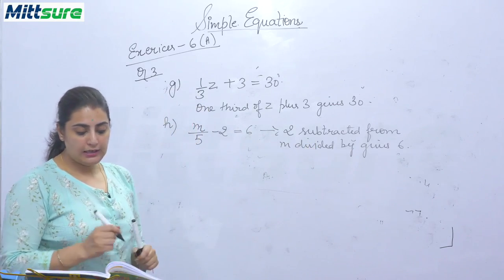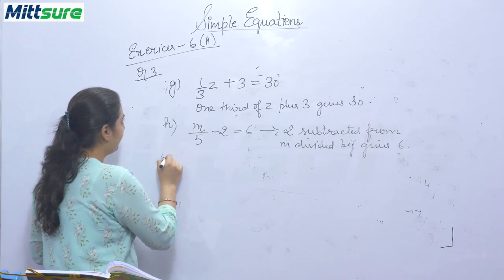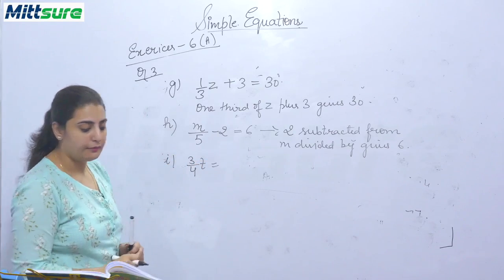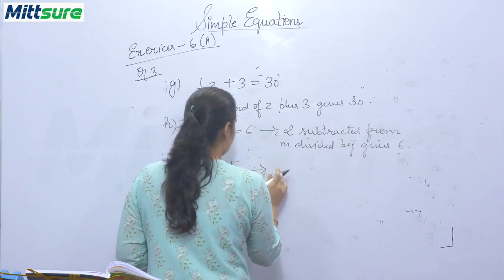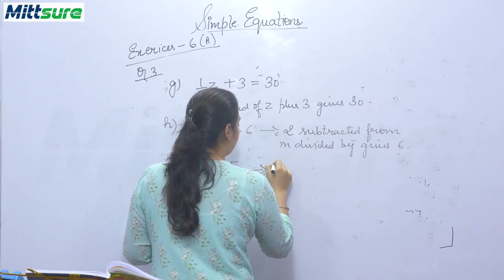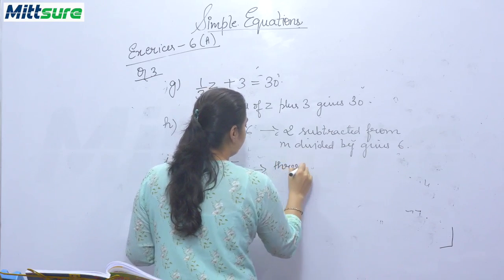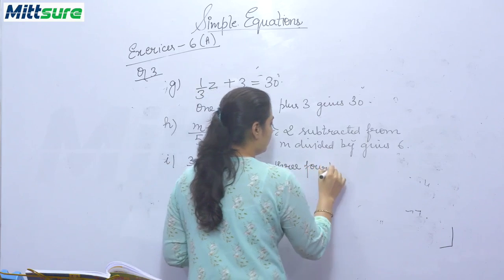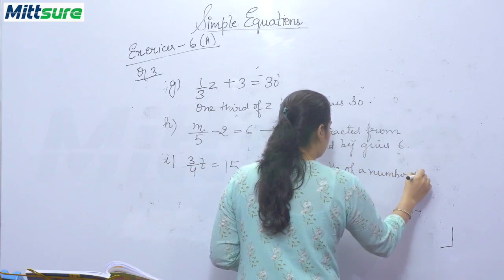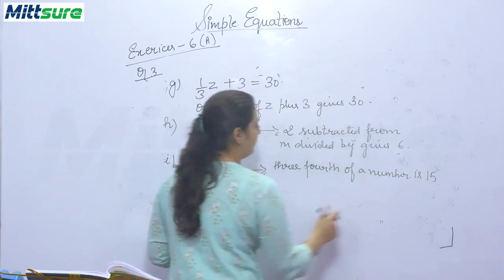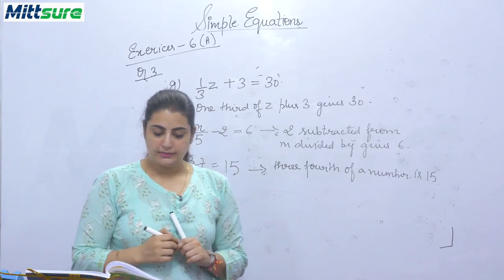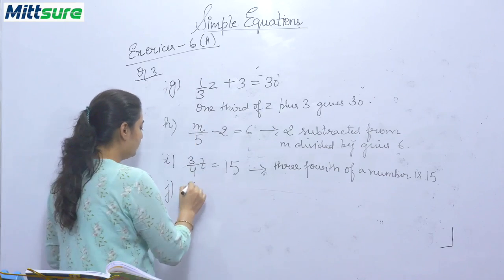Now next is 3 upon 4t equals 15. 3/4 of t, or you can write 3/4 of a number, is 15. Right? Now J part. J part says 6y minus 6 is equal to 60.